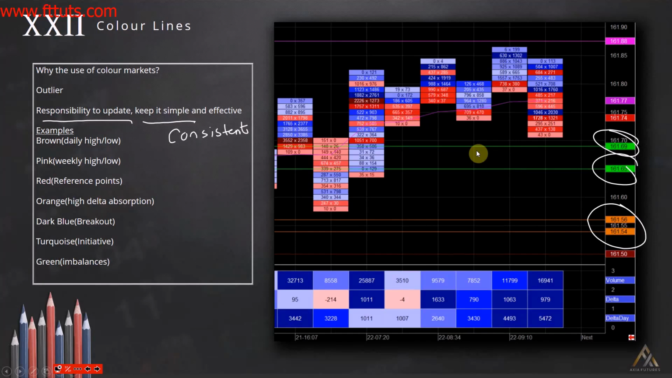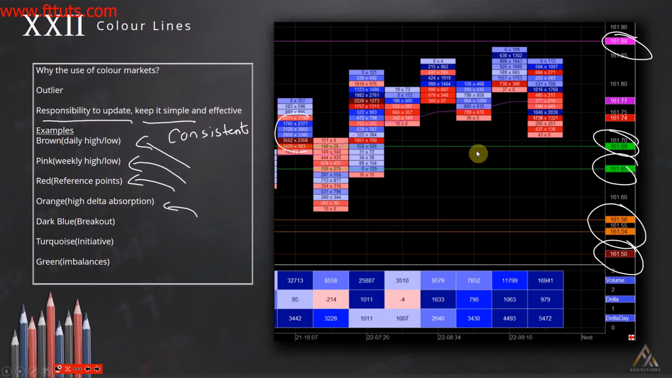Some of the examples I have: for daily high and low, I use a brown line, as we can see here, 161.50. For weekly high and low, I use pink, as we can see, 161.88. Red lines I tend to use for key reference points. So if I want to highlight where, for instance, the oil inventories data came out, or where a key piece of economic data came out, it's simply a color line that I want to use to reference a certain price.